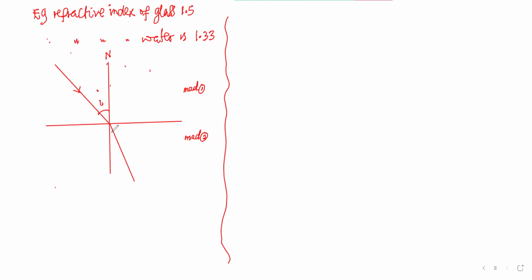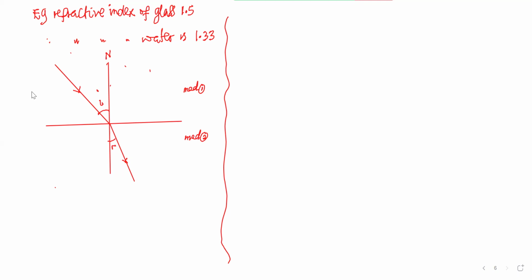Air and glass, meaning in terms of density, how would you compare the densities of the two? Ella? The medium 2, which is the glass, has higher density as compared to medium 1, which is air. So basically, medium 2 must be denser than medium 1.